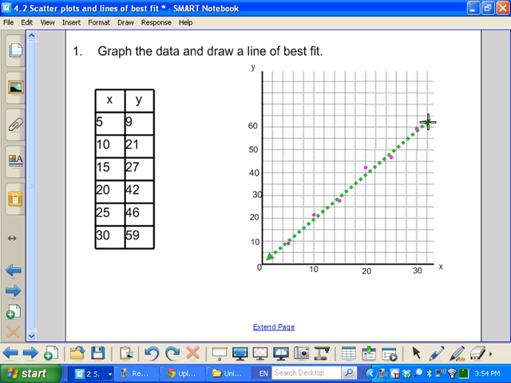Now, some people will say you have to have the same number of points above as the same number of points below. I don't like that analogy. What you want is a line that's as close as possible to all of the points. Right? Because if I said, a line that has the same number of points above as it does below, you would draw a line that looks like this, right?